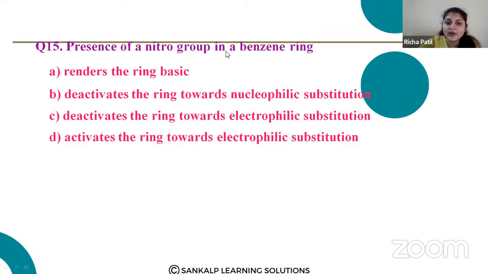Next, what will the presence of a nitro group in a benzene ring do? Options: renders the ring basic, deactivates the ring towards nucleophilic substitution, deactivates the ring towards electrophilic substitution, or activates the ring towards electrophilic substitution. The correct answer is C: it deactivates the ring towards the electrophilic substitution reaction. Correct.